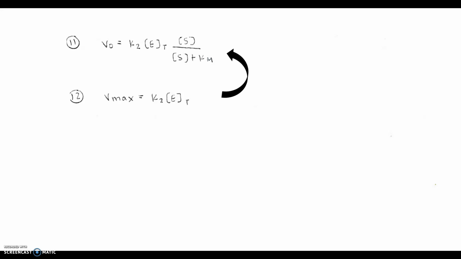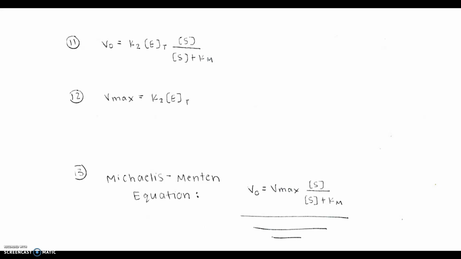And so then our last step, last but not least, we are going to substitute this final Vmax equation into that V0 as shown there, which is going to yield us our final equation, which is known as the Michaelis-Menten equation.